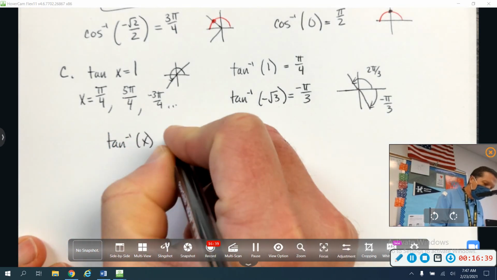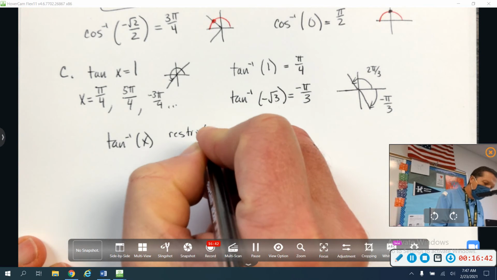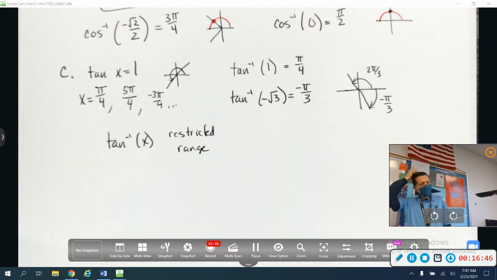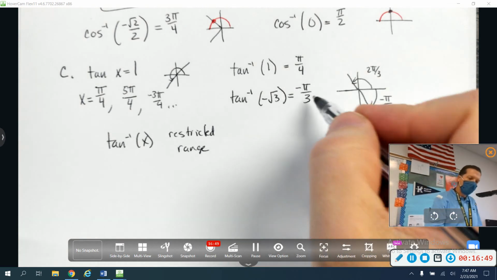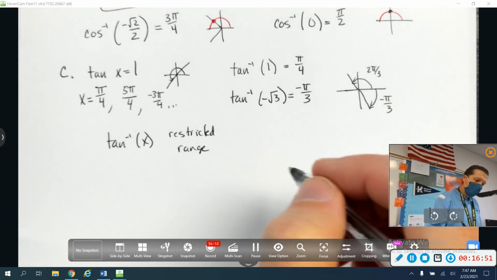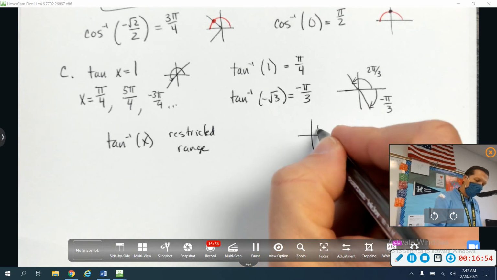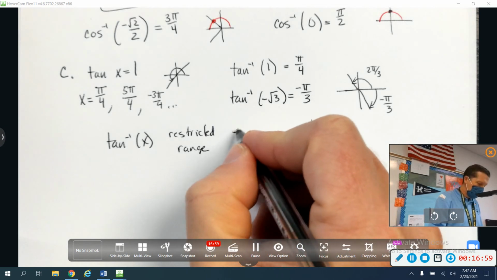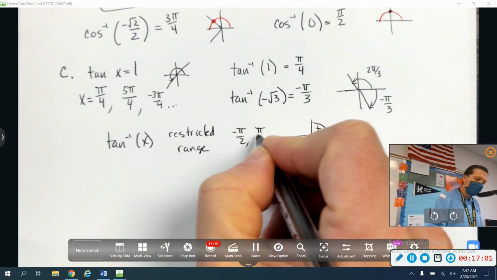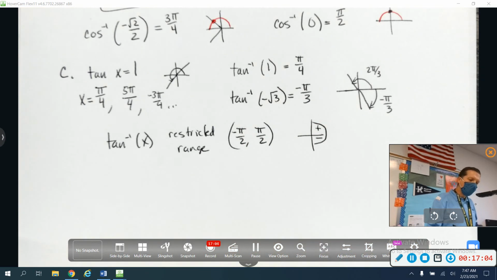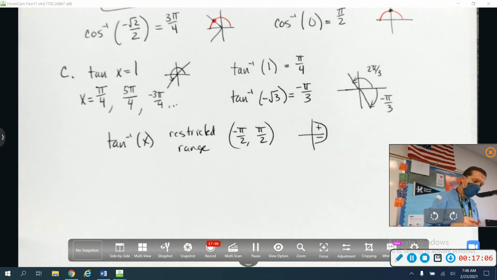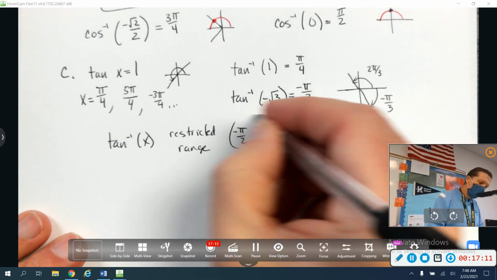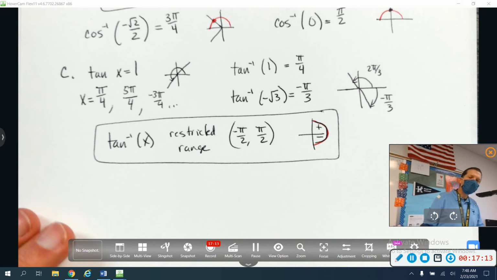Which means that inverse tangent has a restricted range. Let's see, we had an answer in the first quadrant and we had an answer in the fourth quadrant. So from negative pi over 2 to pi over 2. This time with parentheses, rather than brackets.